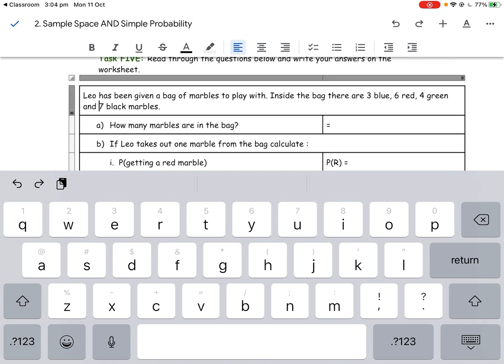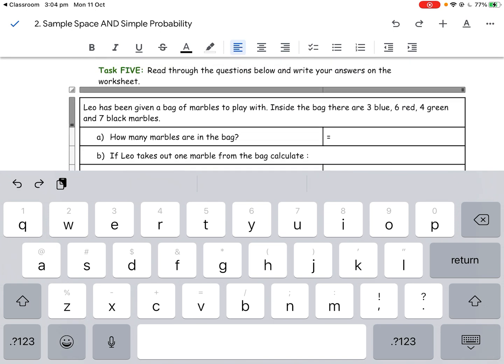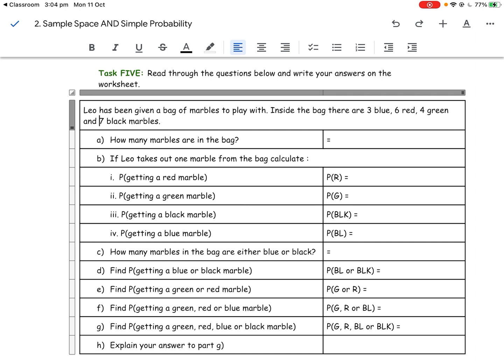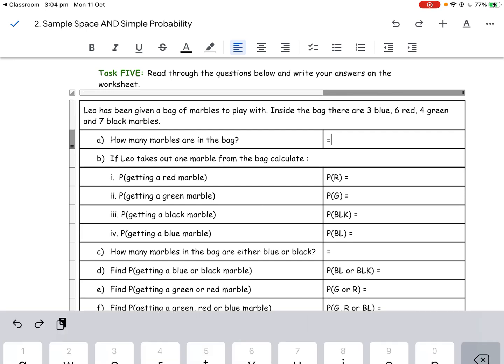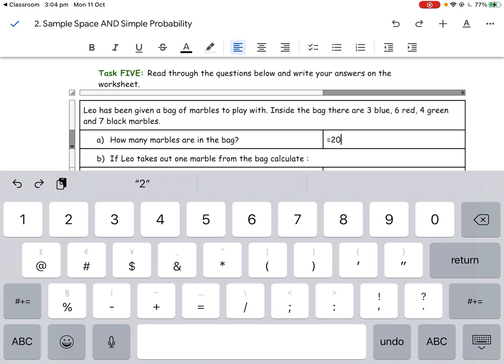That's better. Alright, so here, task 5. Read through the questions below and write your answers on the worksheet. Leo has been given a bag of marbles to play with. Inside the bag there are 3 blue, 6 red, 4 green and 7 black. How many marbles are in the bag? There are 3, 9, 13, 20 altogether. So that one should be a 20, shouldn't it?